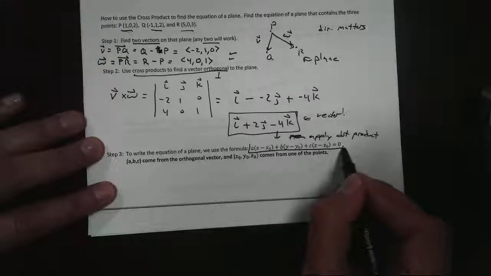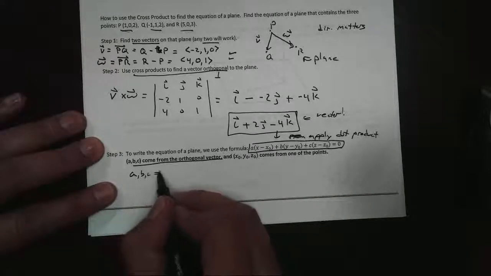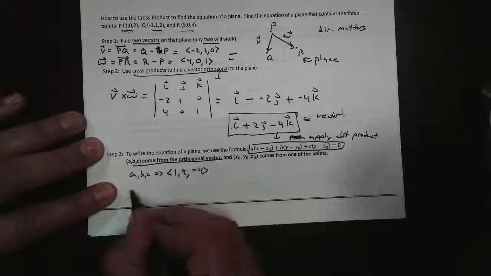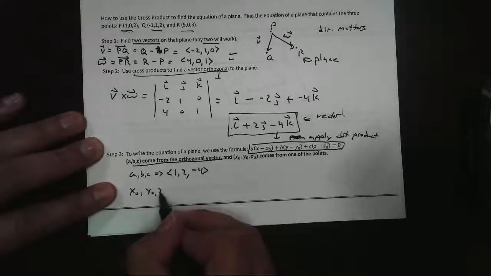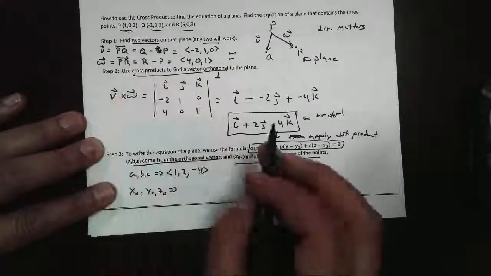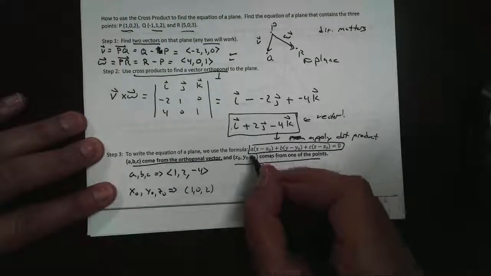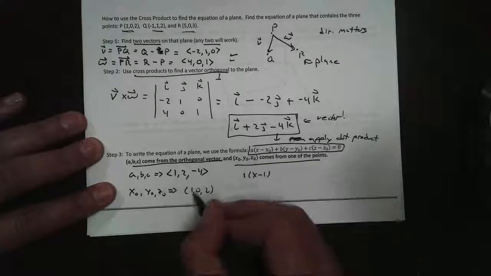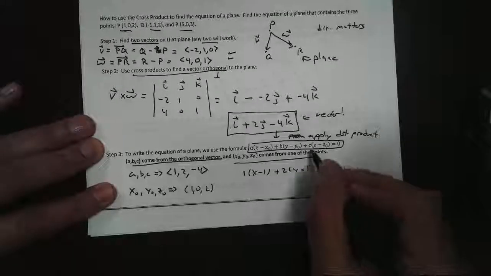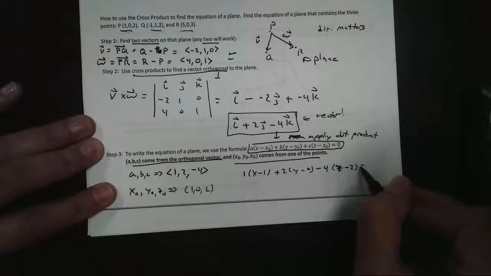Here's our equation of our plane. A, B, and C come from the orthogonal vector, so A, B, C will correlate to 1, 2, negative 4. X naught, Y naught, Z naught correlate to any of the points. Any of these three points, it doesn't matter which one you pick. I'll pick the first one, 1, 0, 2. My equation says take A, 1, times X minus 1, X naught, plus B, which is 2, times Y minus Y naught, which is 0, minus 4, because C is negative, times Z minus 2 equals 0.